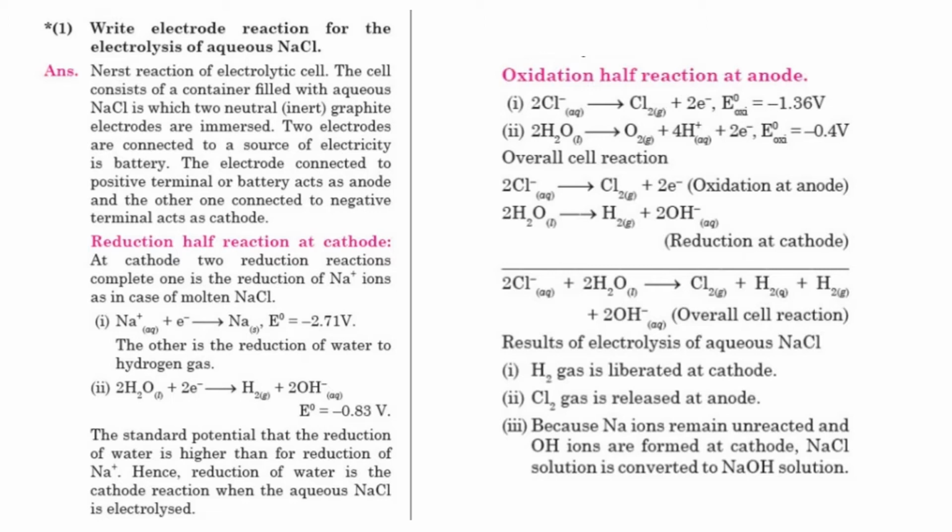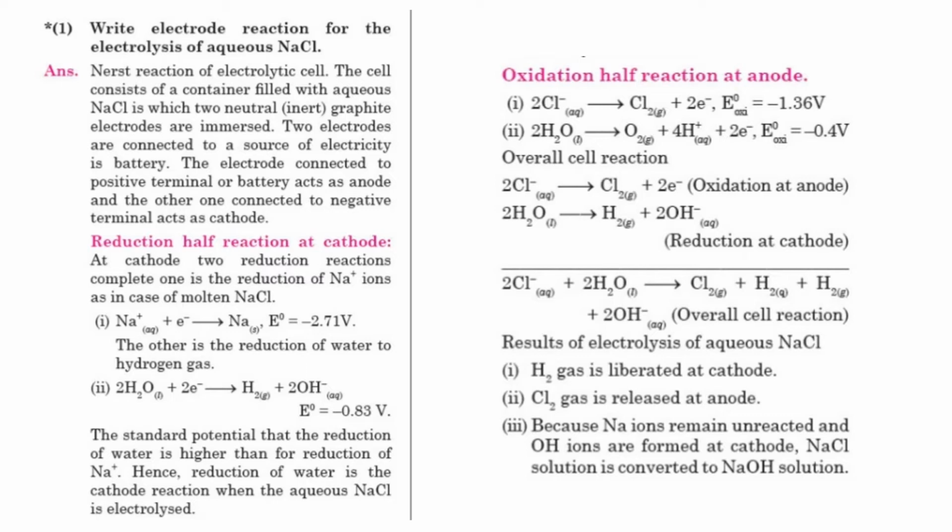One is the reduction of Na+ ions as in the case of molten NaCl. That is Na+ + e- gives Na. The other reaction is reduction of water to hydrogen gas. That is 2H2O + 2e- gives H2 + 2OH-. The standard potential of the reduction of water is higher than that of reduction of Na+. Hence, reduction of water is the cathode reaction when aqueous NaCl is electrolyzed.